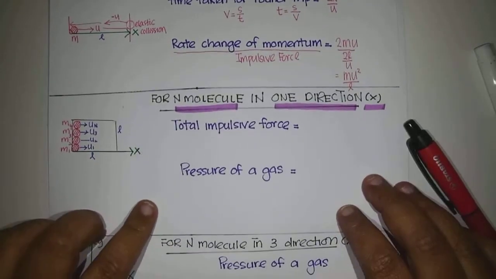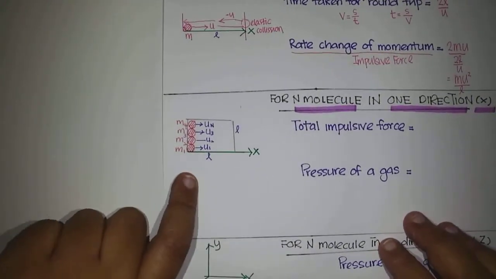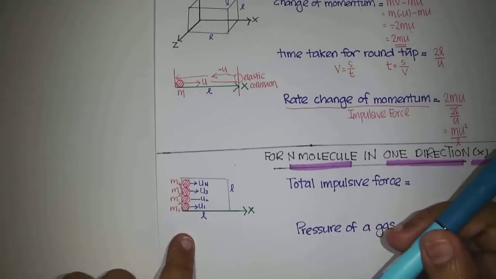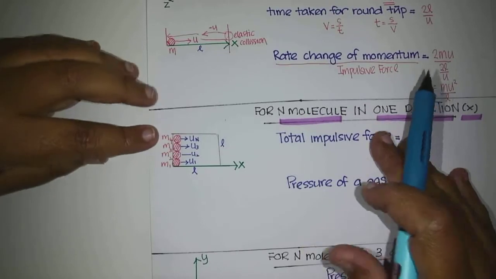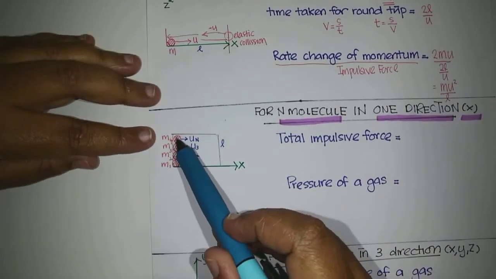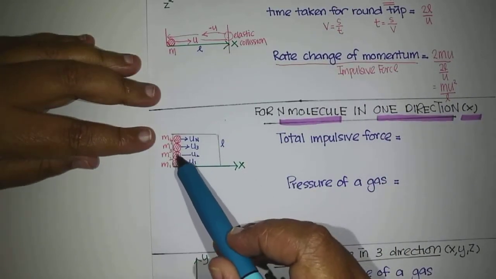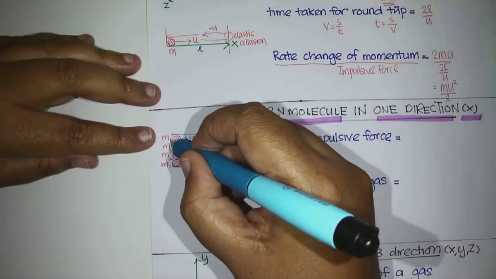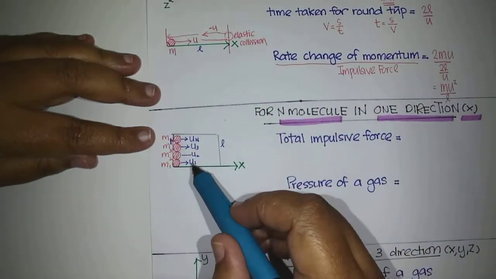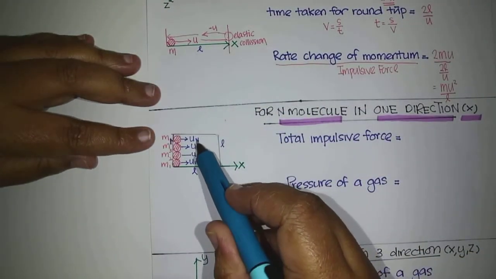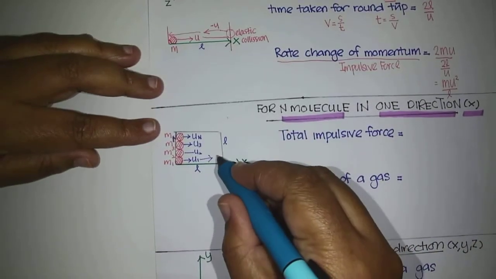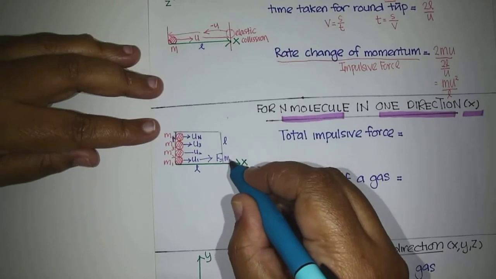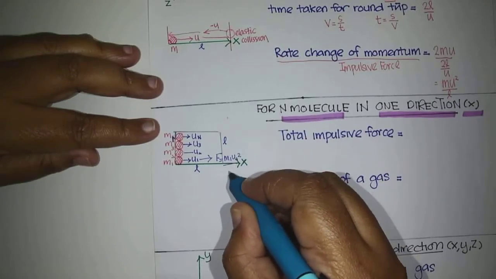Let's look at this diagram. This was the diagram for one molecule in one direction. Now we have N molecules. Each molecule, I put here 3 or 4: this is m1, this is m2, this is m3, and I'm going to make this mn, with velocities u1, u2, u3, un. So molecule 1 will have impulsive force F equals m1 u1 squared over L.